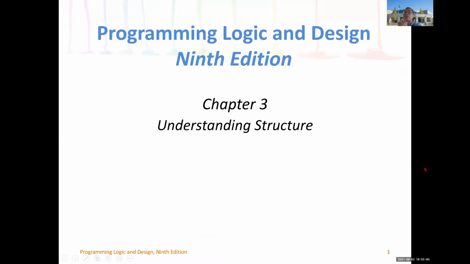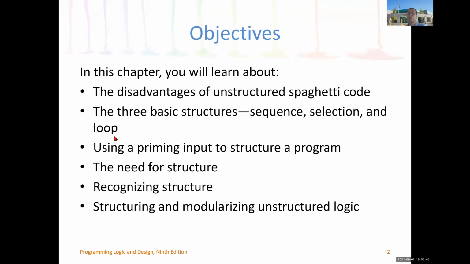Okay, that is programming logic and design. First, you understand the structure. In this chapter, you will learn about the disadvantage of unstructured spaghetti code. If you remember, the last time we watched a video on spaghetti code, everything was mixed together and totally a mess. And you understand the three basic structures: you have the sequence, the selection, and the loop. And using the programming input to structure a program, the need for structure, recognizing the structure, and structuring and modularizing unstructured logic.